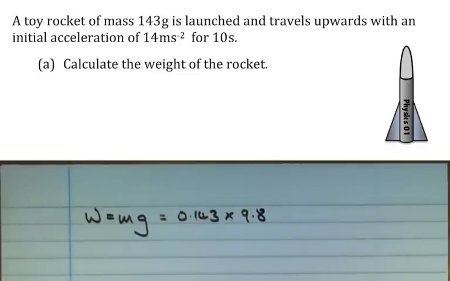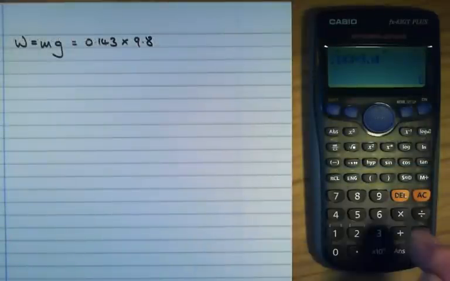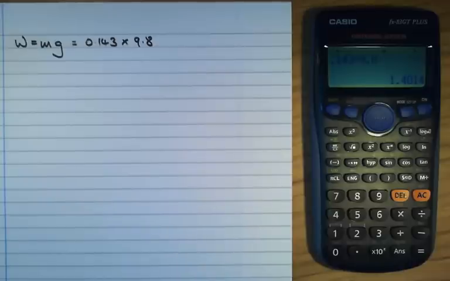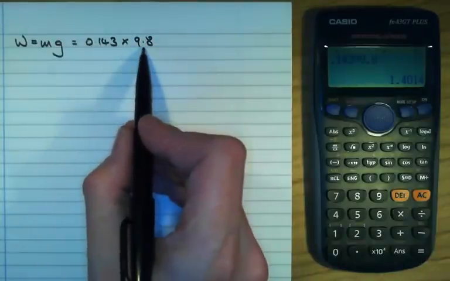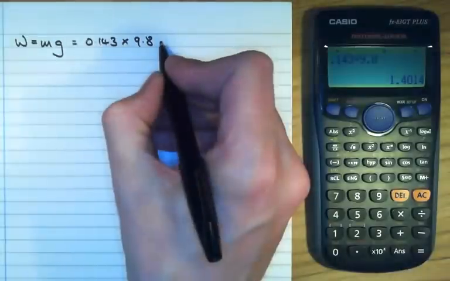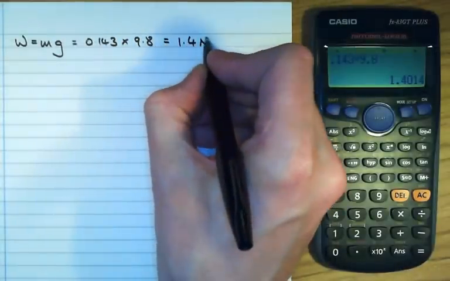And if I can just work this out, let's see, 0.143 multiplied by 9.8, 1.4014. Now we don't want to write down all of those values again. We've got 3 significant figures here in the mass, we've got 2 in gravitational field strength, so we really want this as 2 significant figures.